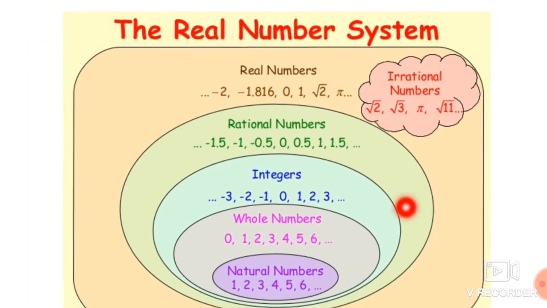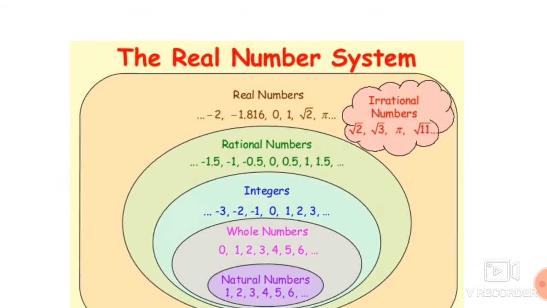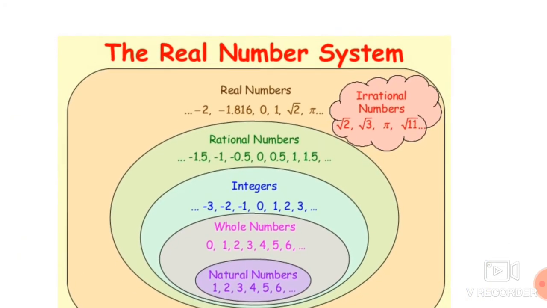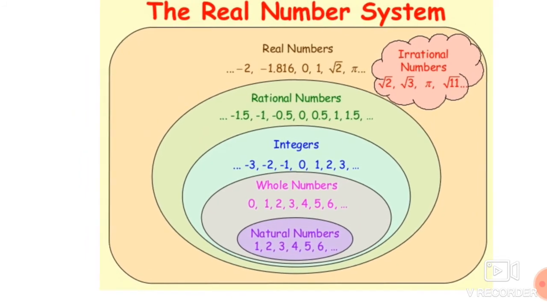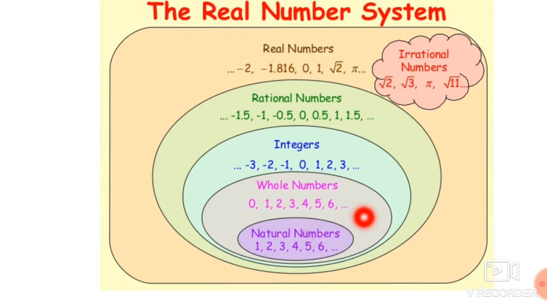The set of natural numbers. The set of natural numbers contains all the counting numbers starting from 1. Set of natural numbers has 1, 2, 3, 4, 5, 6 and so on. Then we have learned the set of whole numbers. The set of whole numbers contains counting numbers and 0.